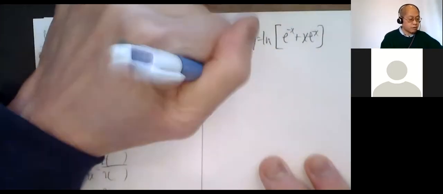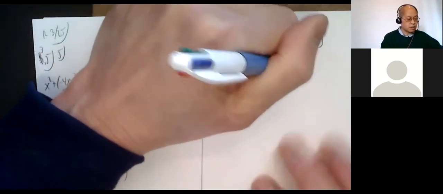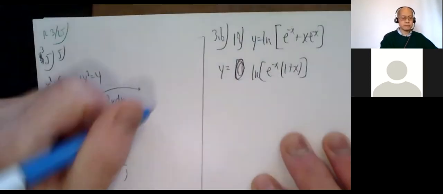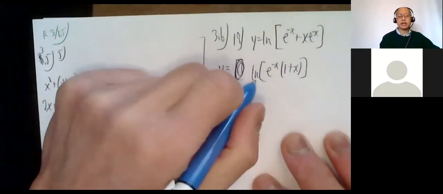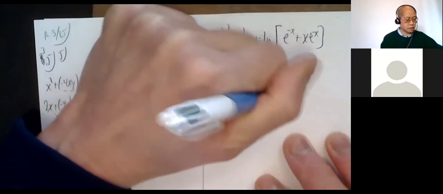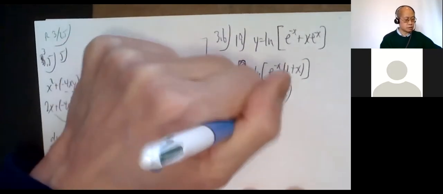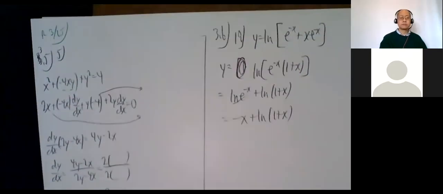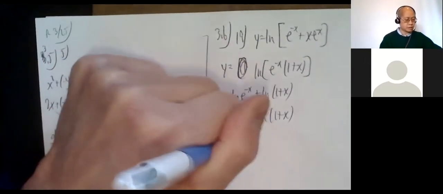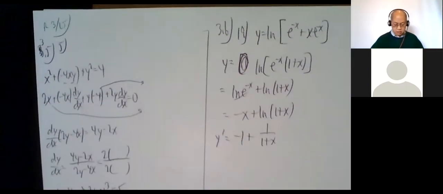Okay, so before you start, what you want to do is factor out the e to the negative x. E to the negative x, 1 plus x. This is ln of a product. ln of something times something is ln of the first plus ln of the second. And ln of e to the negative x is just negative x. Now it's easy. Derivative is negative 1 plus 1 over 1 plus x. Okay, so that's that.